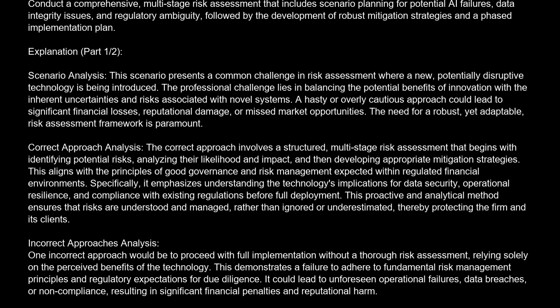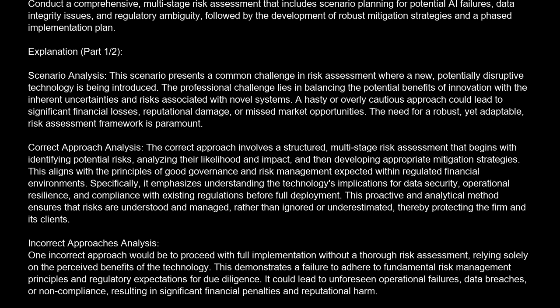Explanation. Scenario analysis. This scenario presents a common challenge in risk assessment where a new, potentially disruptive technology is being introduced. The professional challenge lies in balancing the potential benefits of innovation with the inherent uncertainties and risks associated with novel systems. A hasty or overly cautious approach could lead to significant financial losses, reputational damage, or missed market opportunities. The need for a robust, yet adaptable risk assessment framework is paramount.